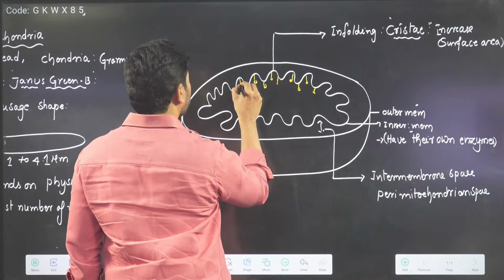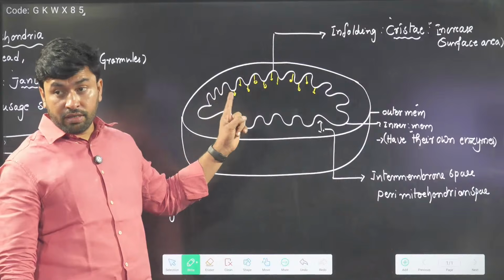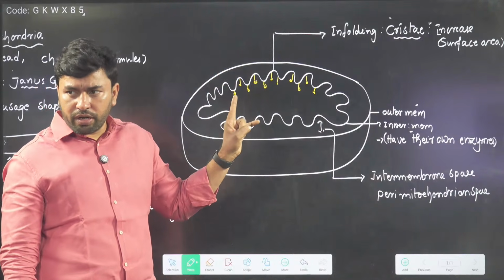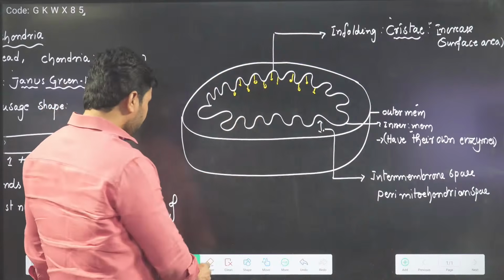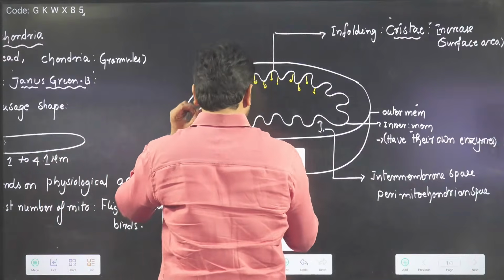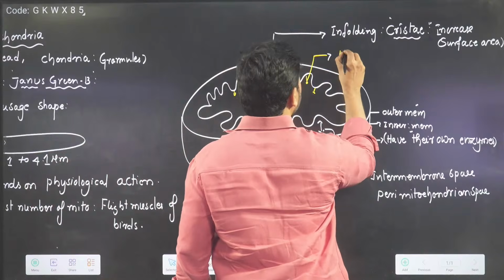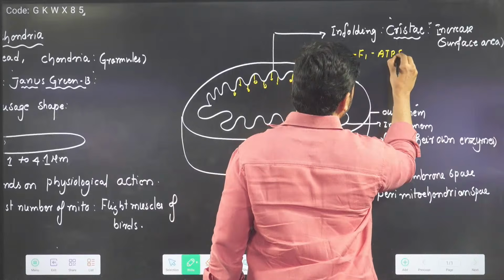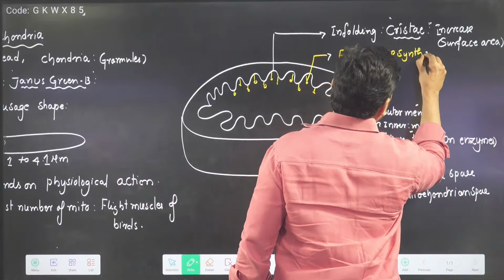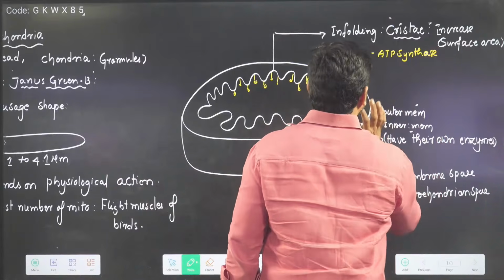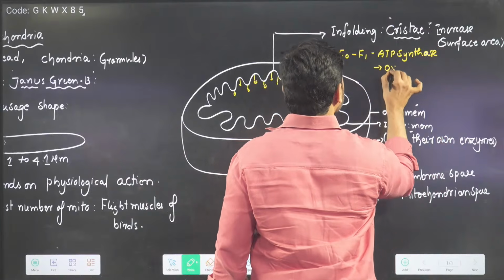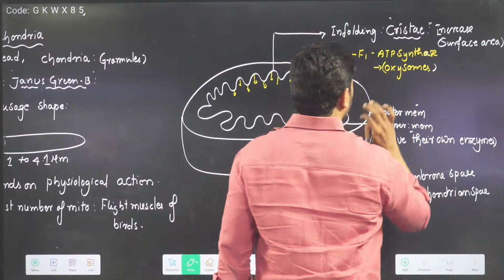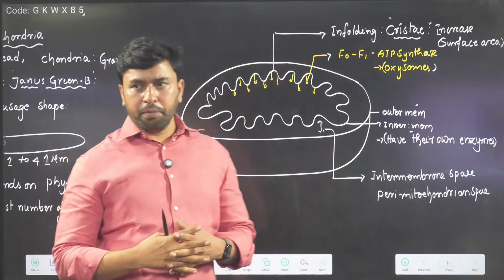These bodies are not found in the outer membrane. They can be seen only in the inner membrane of mitochondria. What are they? They have a special name called F0, F1 ATP synthase. They have another name called oxysomes. Now, what are these F0, F1 ATP synthase?